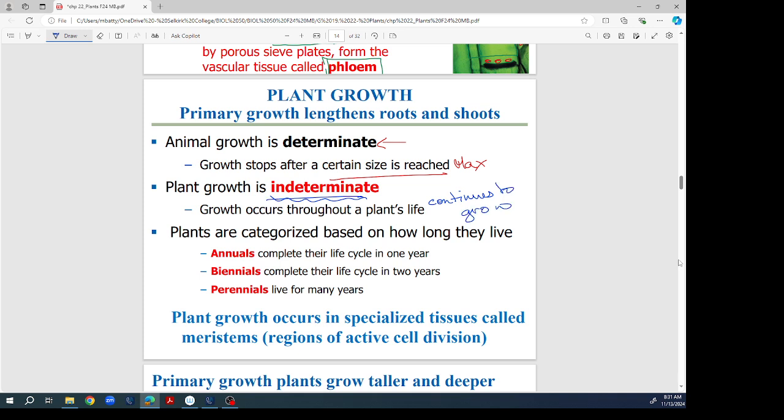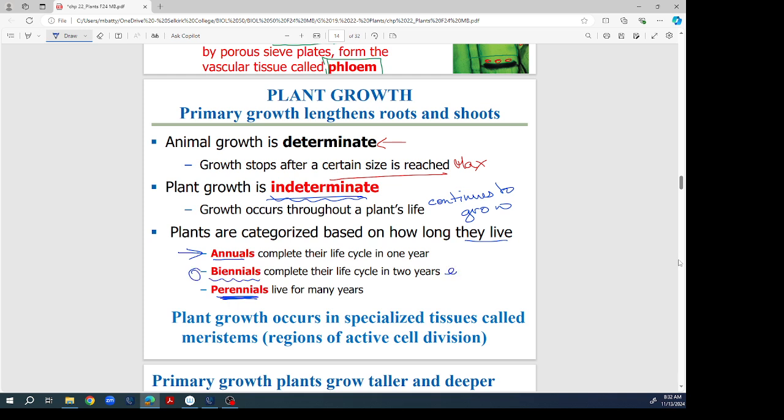So we have indeterminate growth, and we could also talk about how plants are categorized based on how long they live. And so, you could buy annuals, and they only live for 1 year. We could buy perennials, and most of my garden is perennials because then you don't have to keep replanting them every year. But a lot of food crops are annuals, if you think of that. And then there's some weirder ones that are biennials.